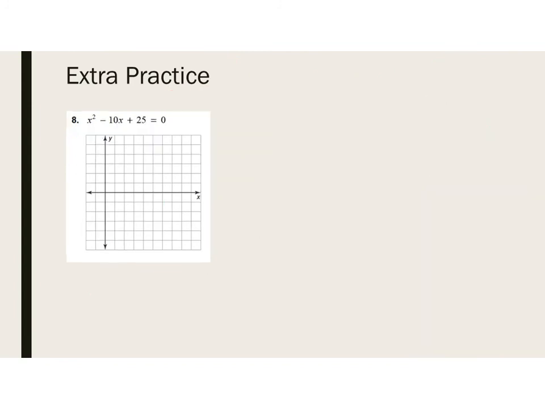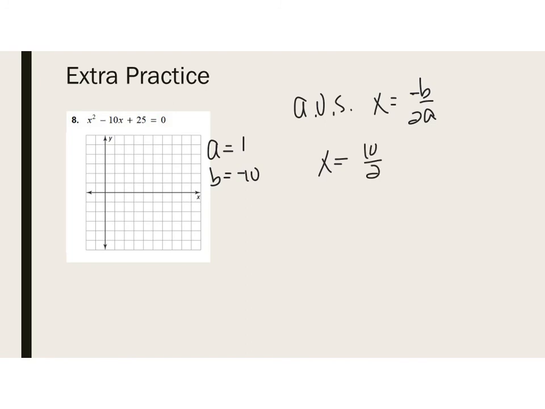All right, and our last example for the day. So first of all, make sure it's equal to 0. Then you need your A and your B, and maybe your C if you just want to practice. So what's your A? 1. B is negative 10. Remember your axis of symmetry is x equals negative b over 2a. Write that equation often. That's the way you remember things. So a negative 10 is a positive 10 over 2 is going to be 5. So your axis of symmetry is x equals 5.